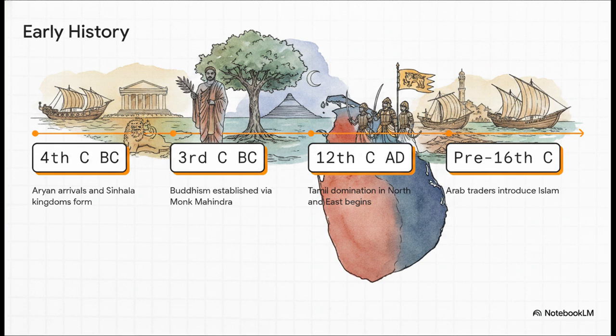But history doesn't just sit still. Fast forward to the 12th century AD, and a crucial shift occurs. Tamil invaders from Tamil Nadu arrived, and they forced the Sinhalese to withdraw south. This actually marked the beginning of Tamil domination in the northern and eastern parts of the island, physically splitting the demographic map. Oh, and we definitely can't forget that before the 16th century, Arab traders arrived, introducing Islam and settling across the country, mostly in the east.